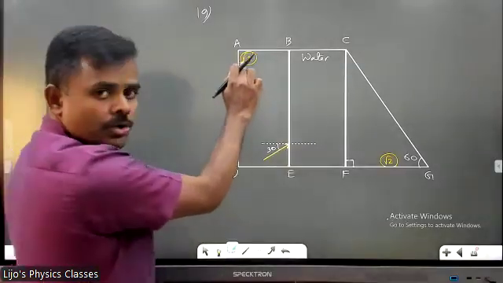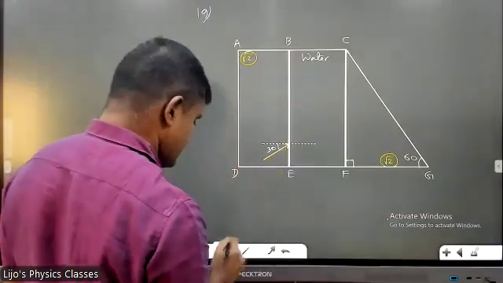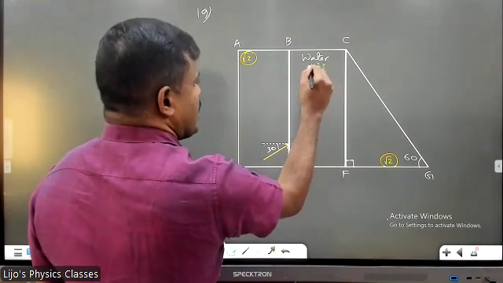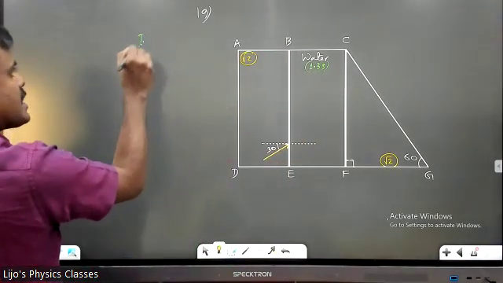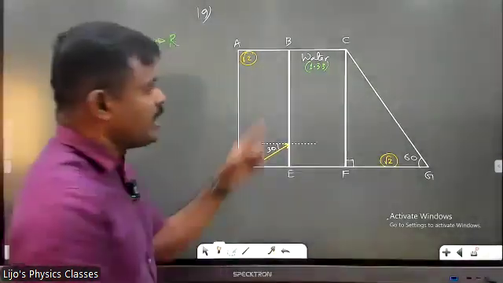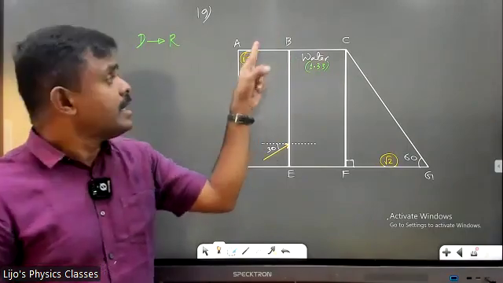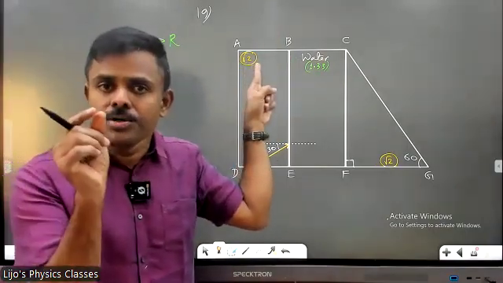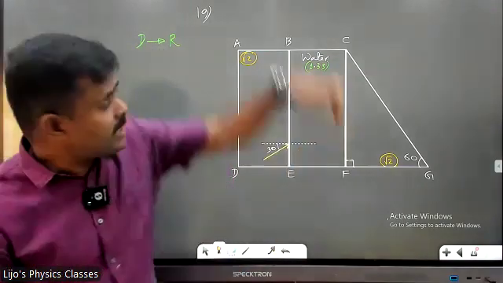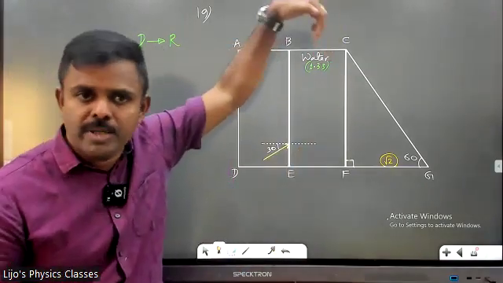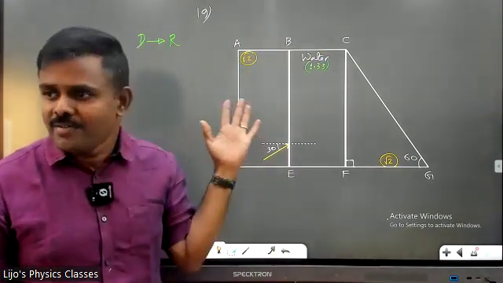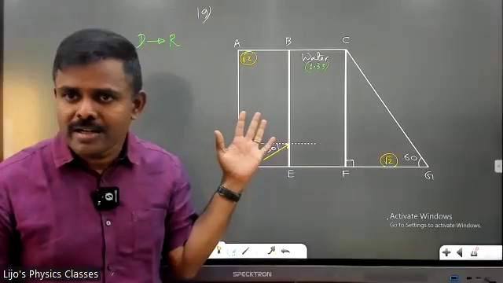Refractive index here is √2. Refractive index here is what? 1.33. So it's like denser to rarer medium. It's going from a denser medium into a rarer medium because refractive index here is √2, which is 1.44. Here it is 1.33. Which is bigger? The value for water you have learned by heart. I had said that before.